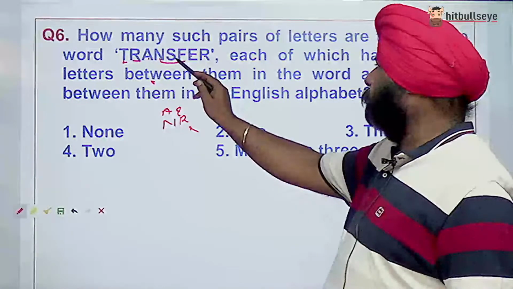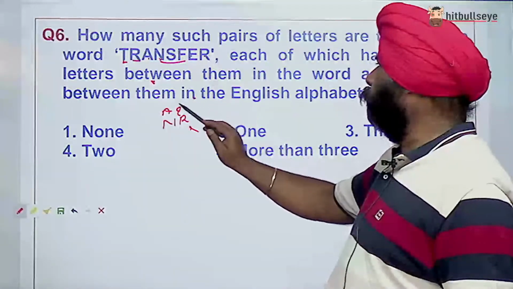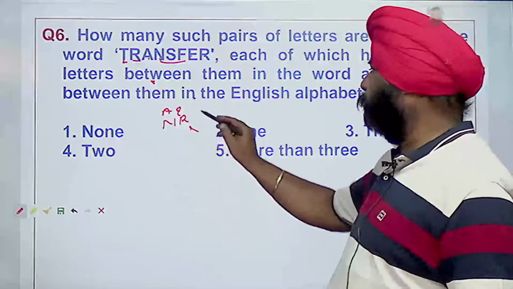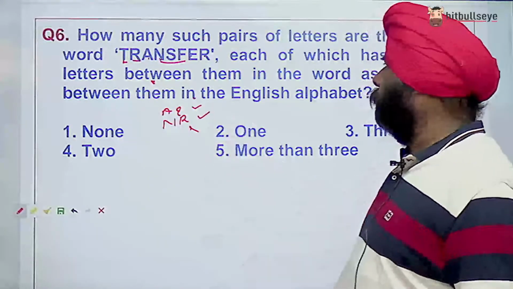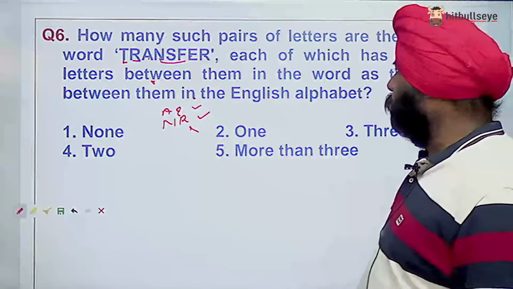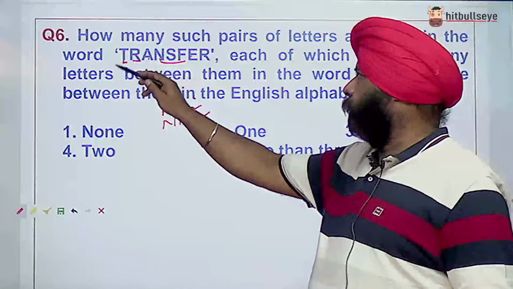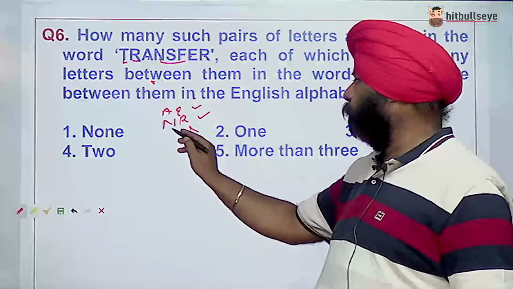Now I start from S. T, U, V, no. F, E, no. F, G, H, E, R. So in forward direction I am getting 2 pairs. Now I am going to move in the reverse direction. R, S, T, U, V, W, X, Y, no. E, F. E, F is another pair.